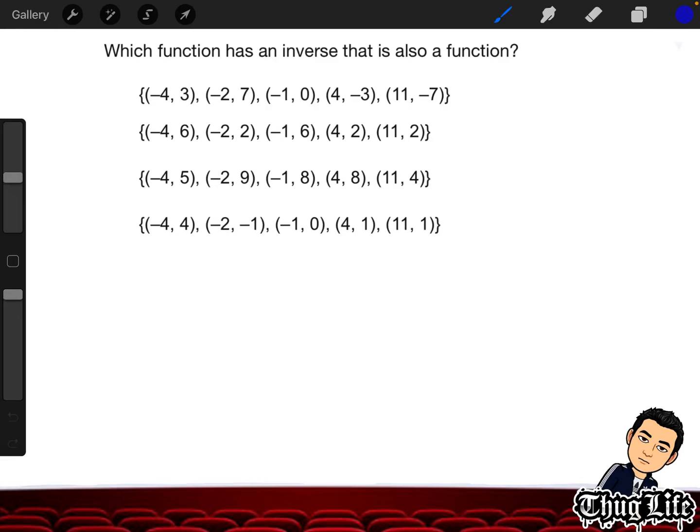Let's look at the next one. Which function has an inverse that's also a function? You're going to look for the one that's correct. Here's the concept: for every x, you only have one y. For every x, you only got one y. So your answer is going to be the first one.